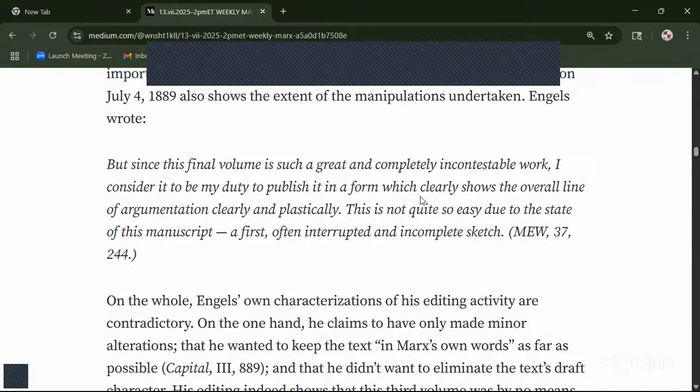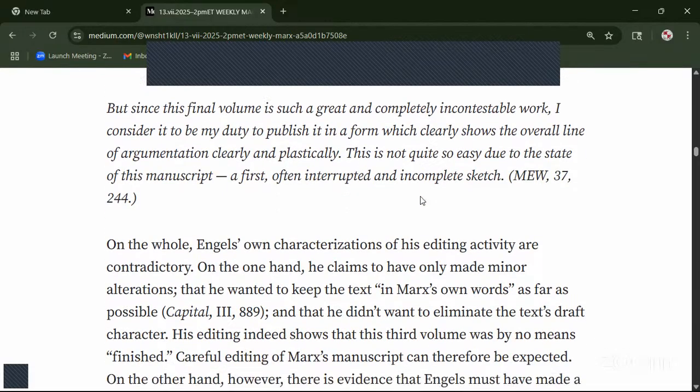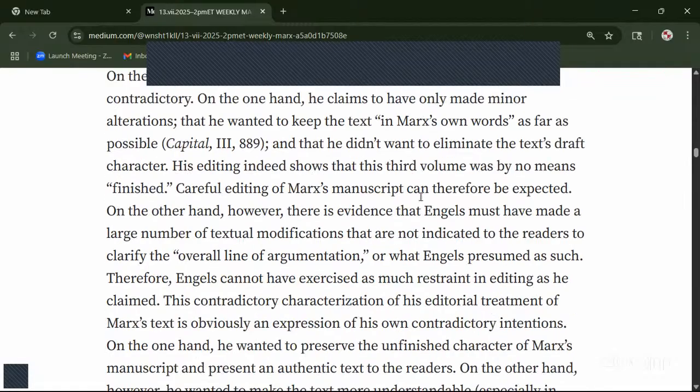This is not quite so easy due to the state of this manuscript, a first, often interrupted and incomplete sketch. On the whole, Engels' own characterization of his editing activity is contradictory. On the one hand, he claims to have only made minor alterations, that he wanted to keep the text in Marx's own words as far as possible, and that he didn't want to eliminate the text's draft character. His editing indeed shows that this third volume was by no means finished. Careful editing of Marx's manuscript can, therefore, be expected.